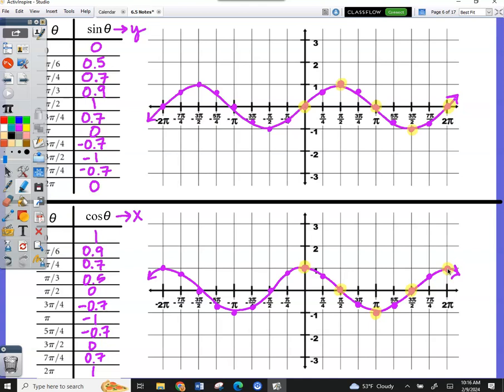Okay? What do you notice is the biggest difference between sine and cosine graphs? Because they look like the same curve, and they are. Looks like it's just shifted, right?